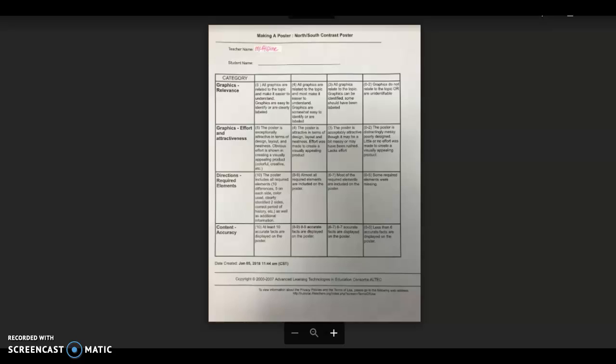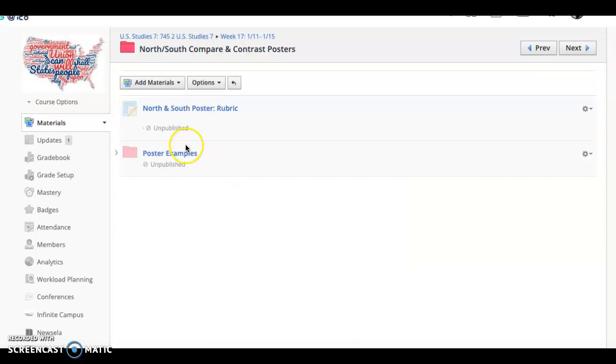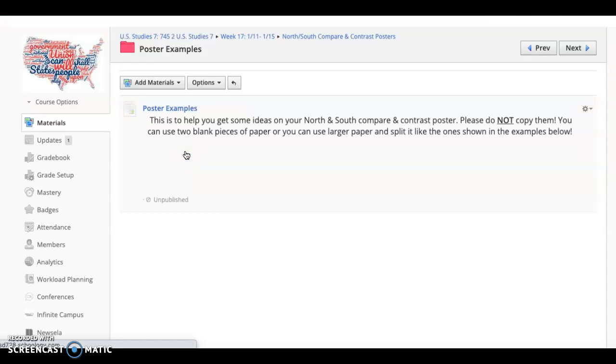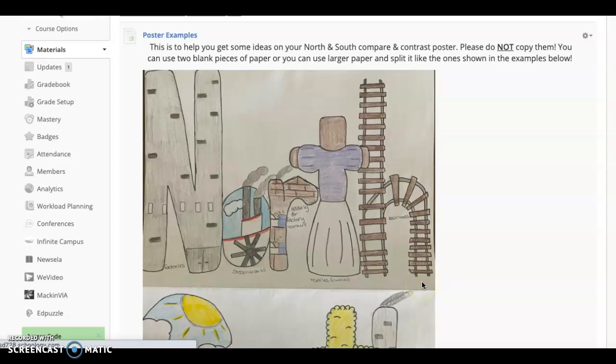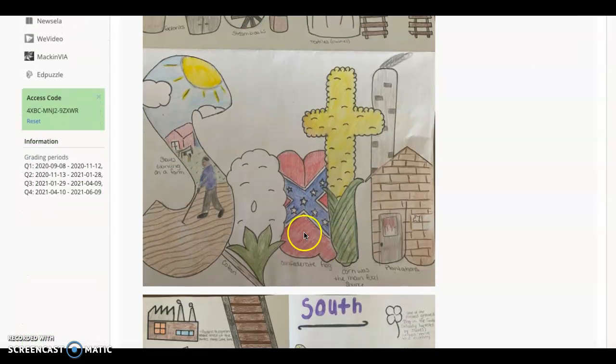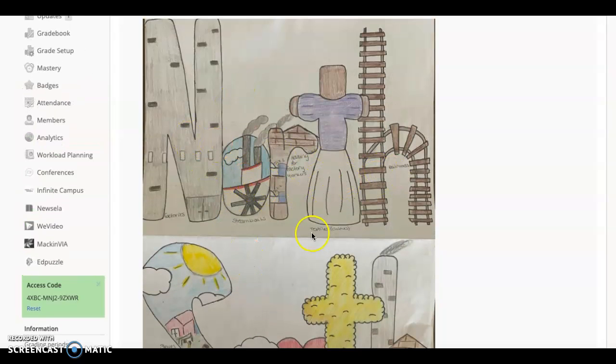In Schoology, I have a couple of examples. Now keep in mind, I don't want you to copy them, okay? But I have some examples to help get you started of some cool ones that have been done in the past. For example, railroads were really big in the North during this time. Cotton was a big thing in the South during this time. So you can see she broke down some of those details, actually writing out North and South.